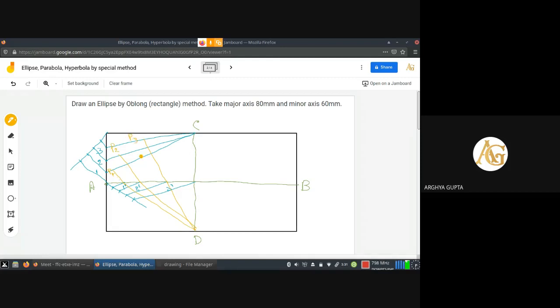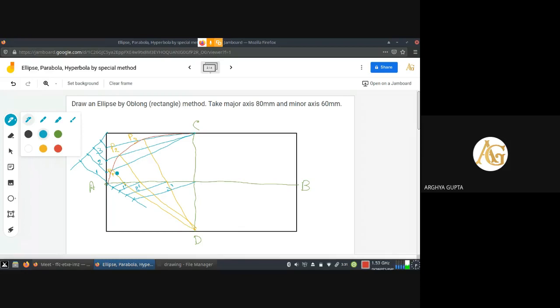Now see, we have found 3 points in between A and C. Now these 3 points and A and C, if we join, then we will get 1/4 of the ellipse. So 1/4 of the ellipse has been found. Now we have to repeat the same process for the remaining 3 parts of the rectangle, or in shortcut, what you can do, I'm just telling the process. You have to construct a mirror image.